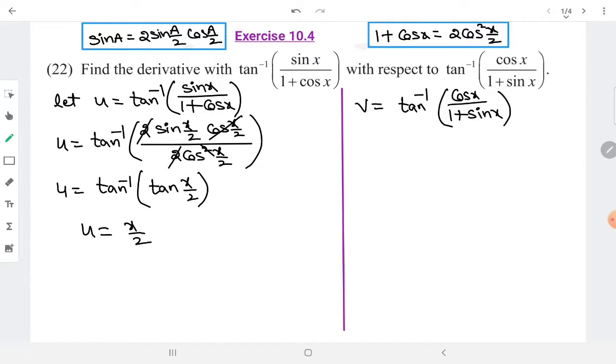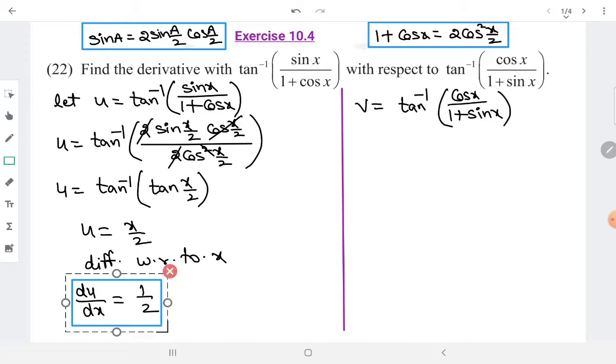Now this particular term is easy for us to differentiate. Let's differentiate with respect to x. You'll get du by dx is equal to 1 by 2, since the derivative of x by 2 is nothing but 1 by 2. So this is the du by dx term. Next, v is equal to tan inverse of cos x by 1 plus sin x. Let us try to simplify this term and then we'll do dv by dx.